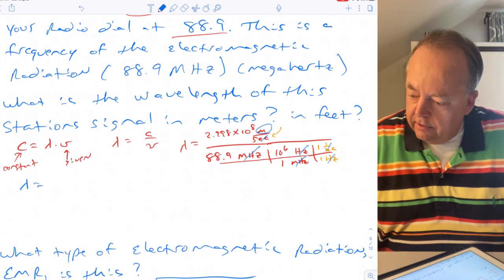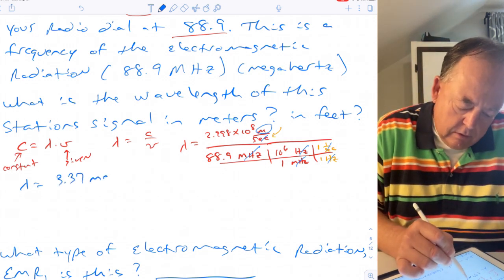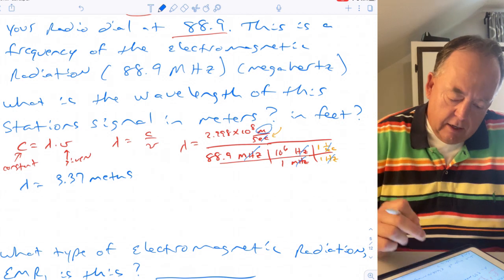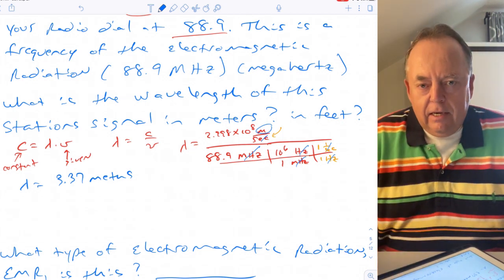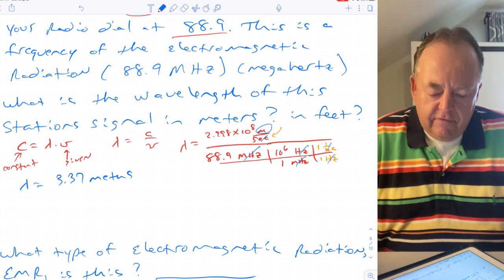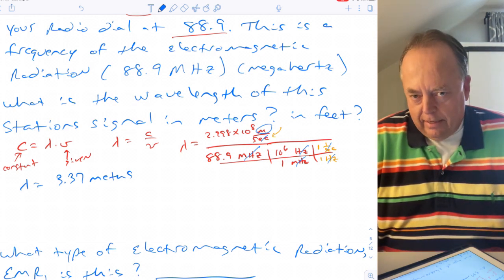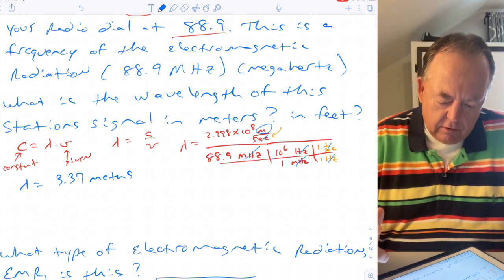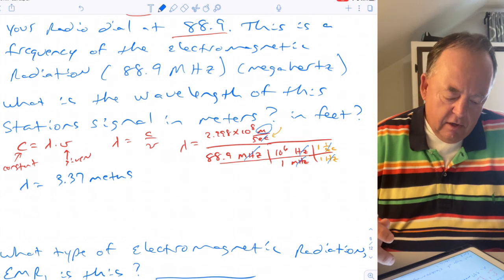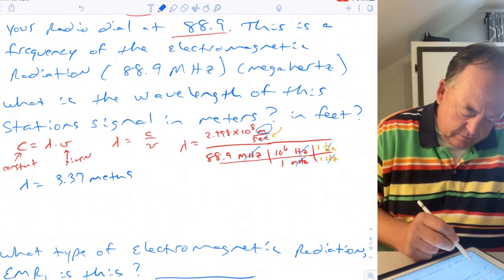So the wavelength then is going to equal 3.37 meters. So to me, that doesn't mean a lot, because I don't think in terms of meters. If I think in distance, I think in terms of inches, feet, yards, miles, right? And most of you probably do as well, so let's convert this to feet, just so that you have a better concept of what this wavelength is.